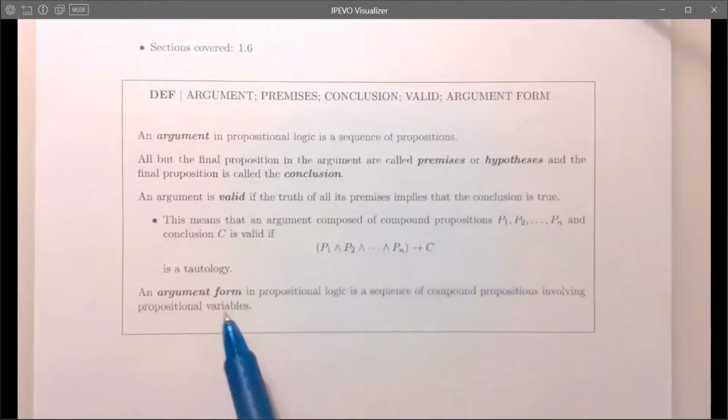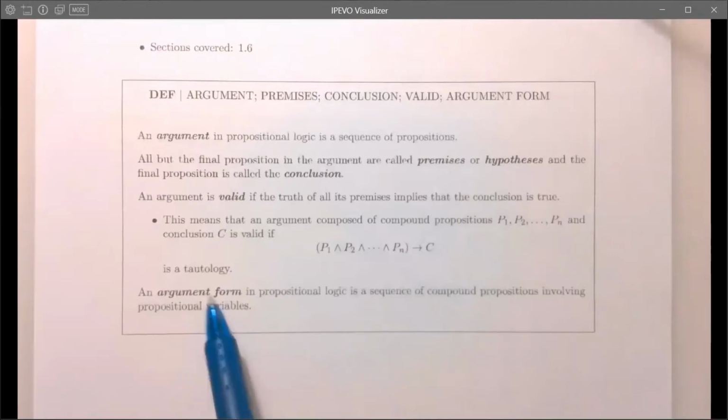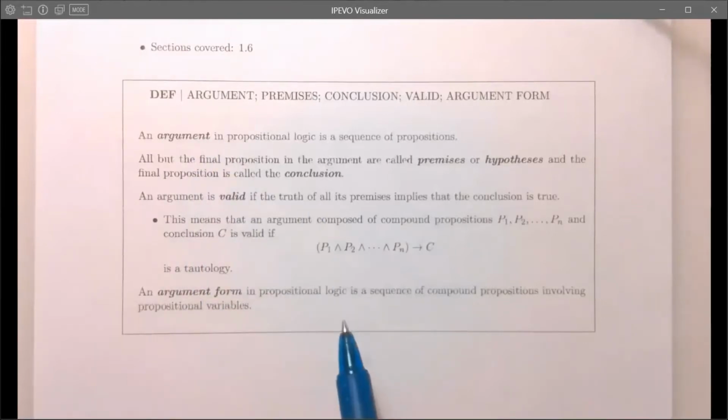Now, an argument form in propositional logic is a sequence of compound propositions that involve propositional variables. So basically, an argument form is just taking the English argument and translating it into variables and connectives.